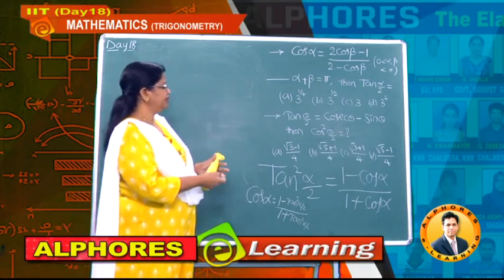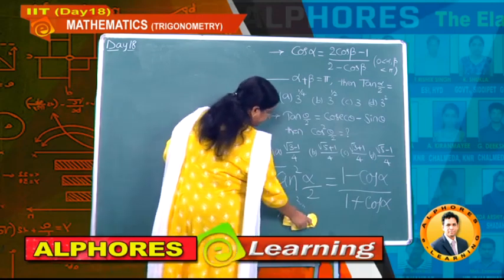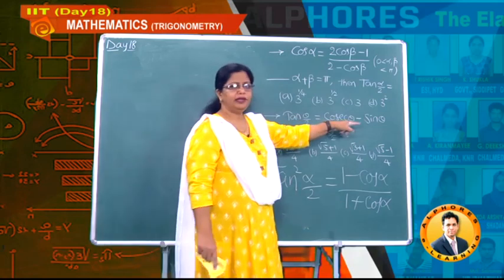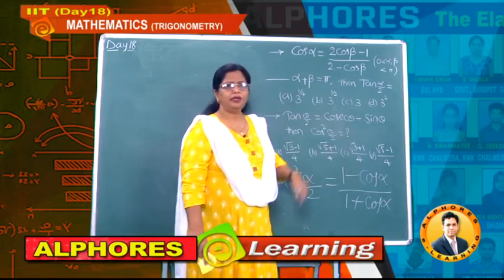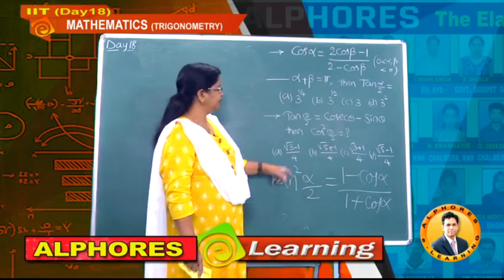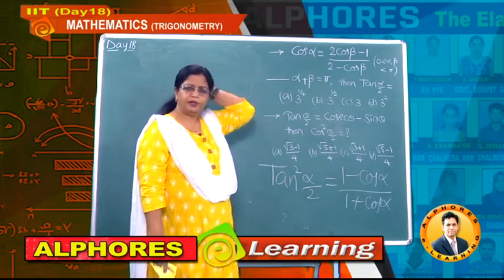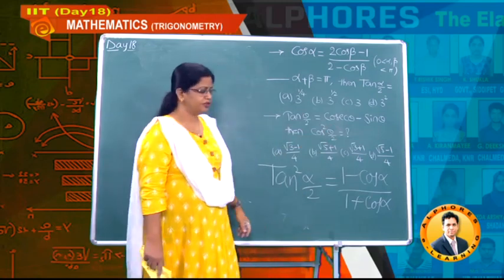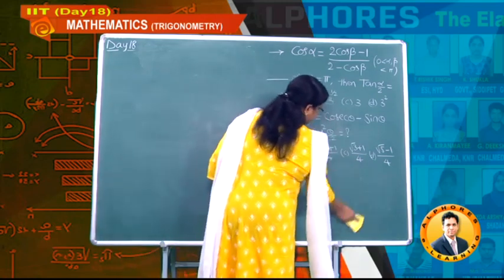Let us observe now this problem. What is this problem, students? Tan theta by 2 is given as cosecant theta minus sin theta. Half angle on this side, and full angle on the other side. Then the question is, what is the value of cos square theta by 2? Understand? They are asking about cos square theta by 2. So how to solve that problem with the given condition?